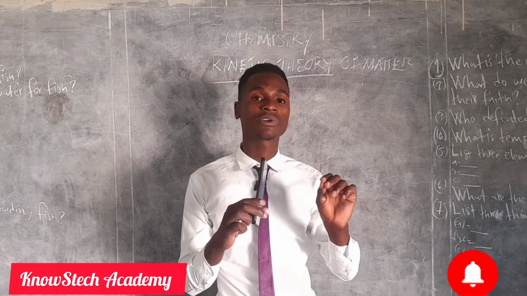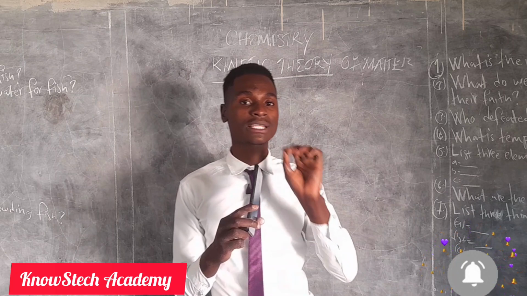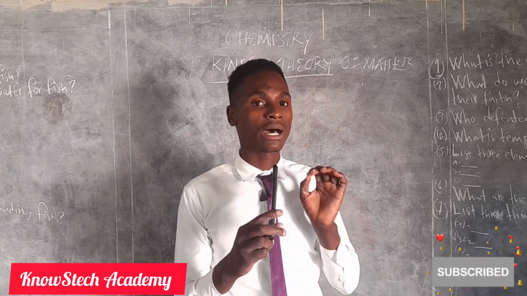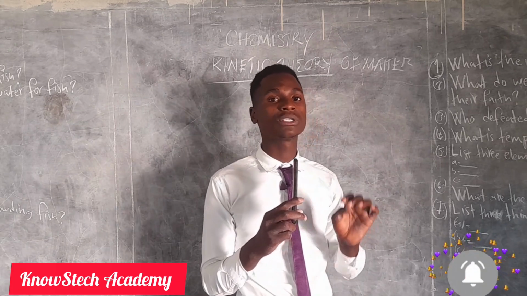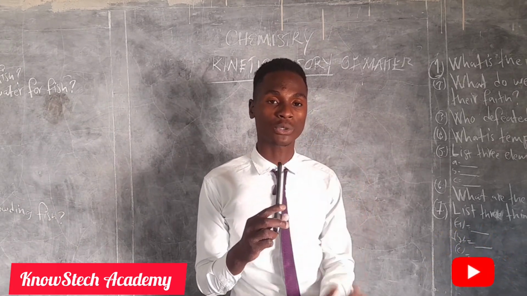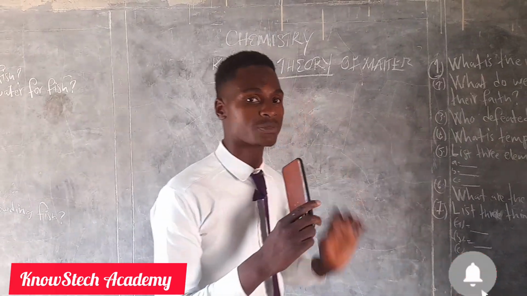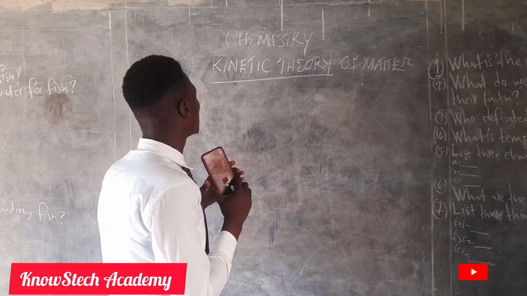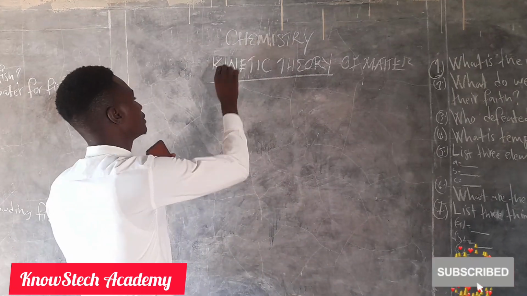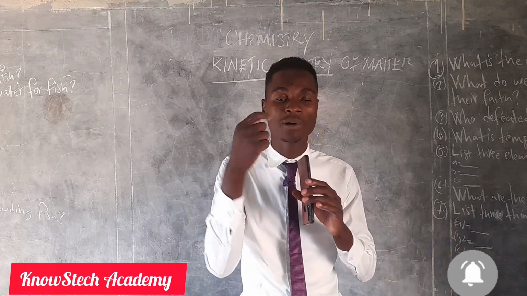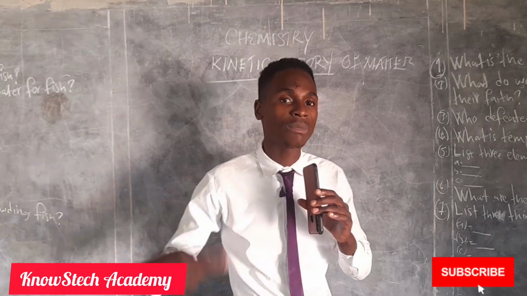This was experimented on by the scientist called Robert Brown. That's why it's now even called Brownian motion, because of the experiment that this person undertook. So matter is made up of tiny particles that are in continuous random motion.